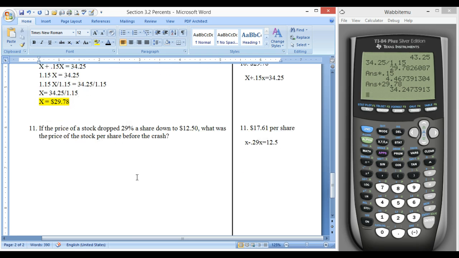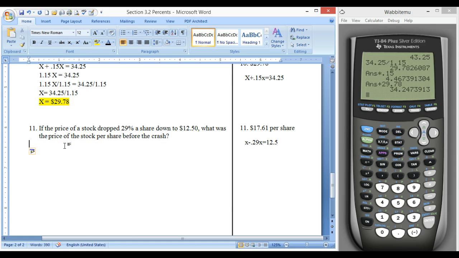I know this looks a little scary, and some of you are going to kind of blink out for a minute. There isn't one like this on your homework, but I thought it would be kind of a nice introduction into 108 because they'll start talking about stocks and shares and investment. So it's the exact same thing as what we did before. So if you don't want to watch this part, go ahead and stop the video right now. It's okay. If the price of a stock dropped 29% per share down to $12.50, what was the price of the stock per share before the crash?